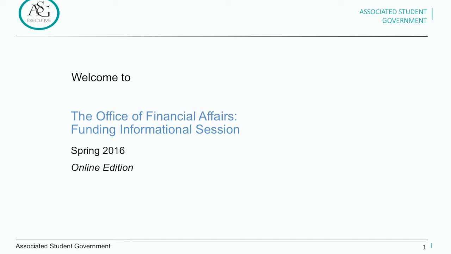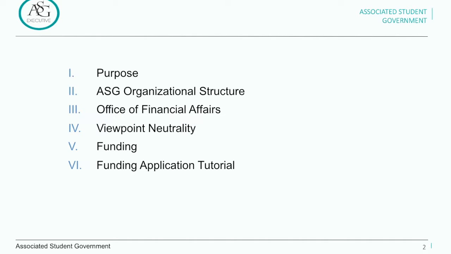And now we can get started. This is going to be a quick overview of the funding process through OFA. This is a little bit about what we're going to talk about: the purpose of both ASG and the Office of Financial Affairs, the ASG organizational structure, OFA and what we do, viewpoint neutrality, and then we're going to transition into the actual funding application tutorial. So if for some reason you already know a little bit about the rules and how OFA works and just want to learn how to fill out a budget, then you can skip to later in this video for the funding application tutorial.